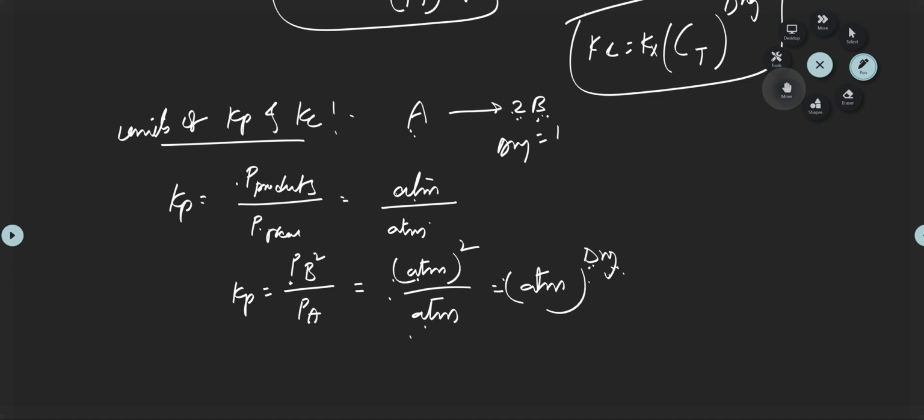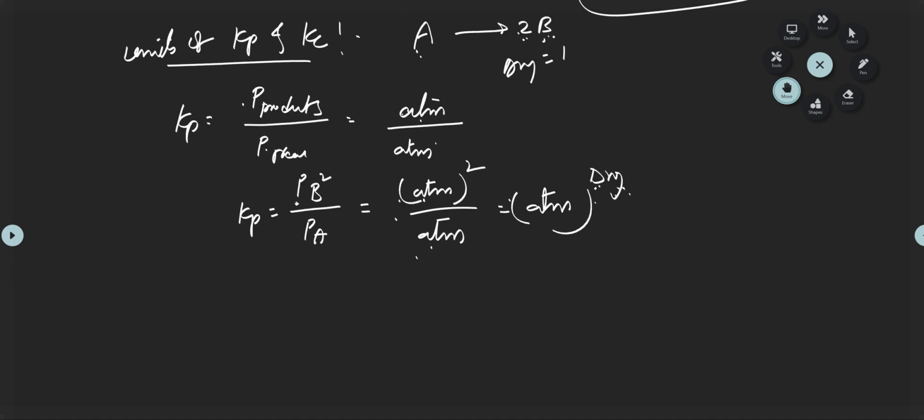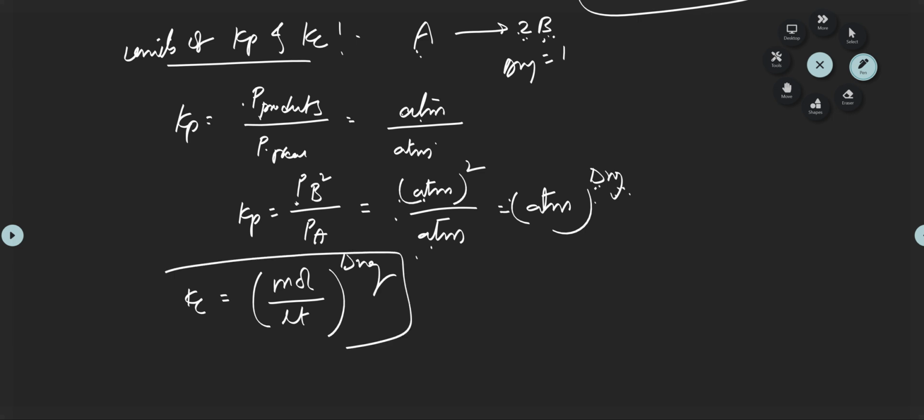Same like that for Kc also. For Kc, what will we get? Here it was pressure, there it is concentration. Concentration means mole per liter, whole power delta Ng. This is the unit of Kc, and that was the unit of Kp.